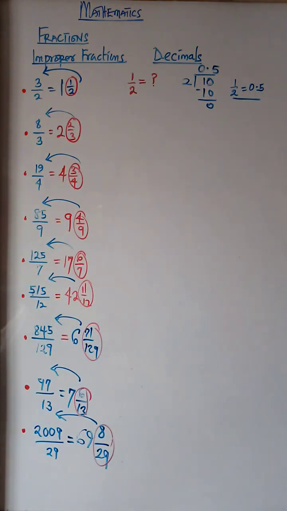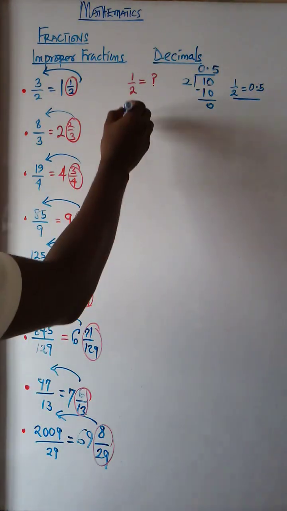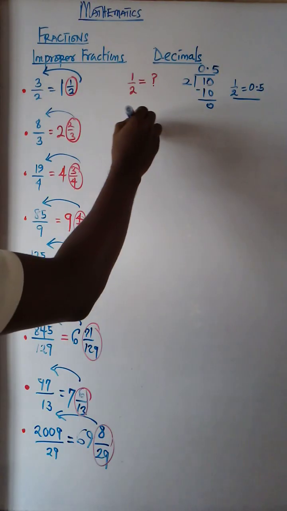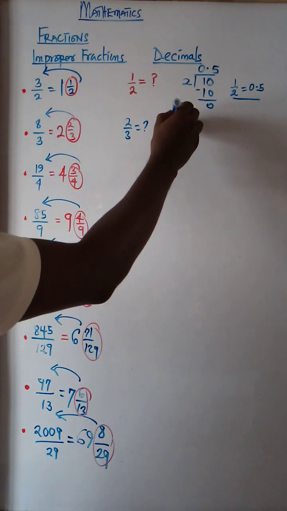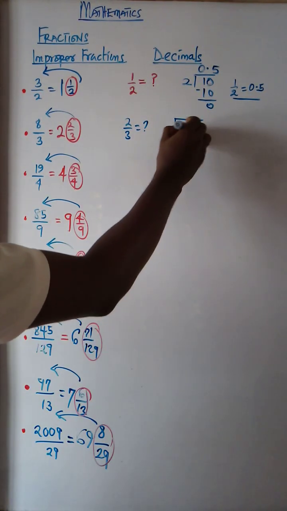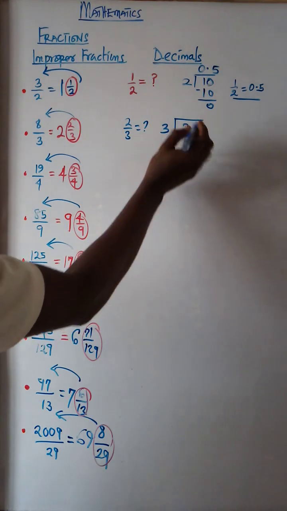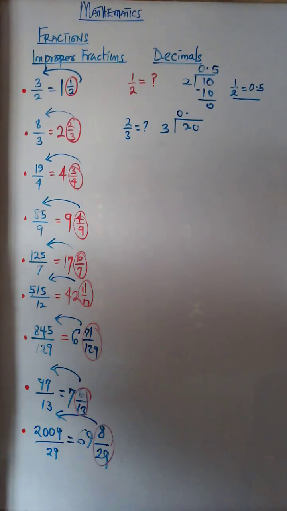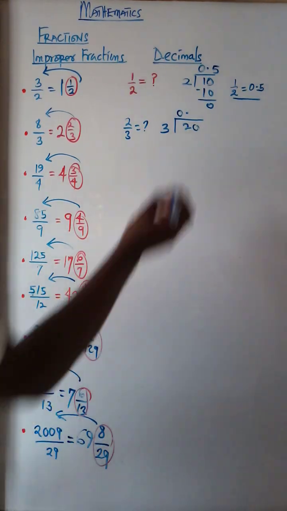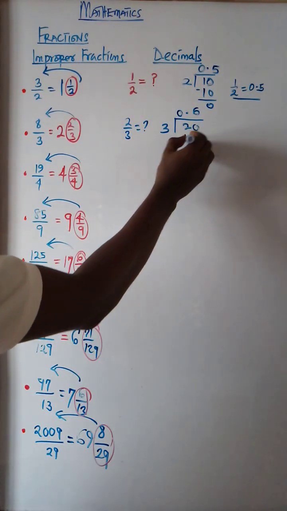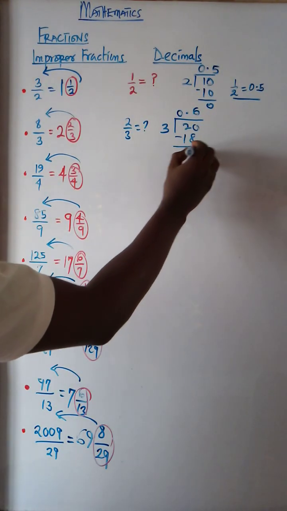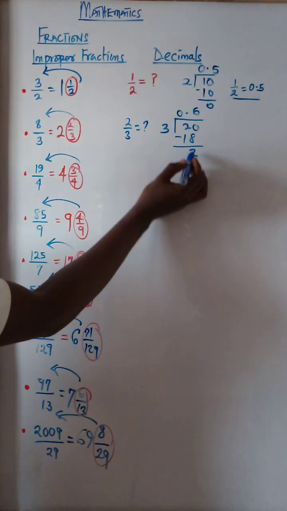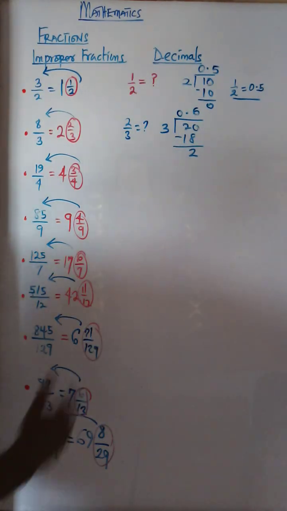Let's go to the next one, 2 over 3. What will be its answer? Similarly, the numerator will be inside, 2, and 3 over here. 3 into 2 is impossible, so 0 point. We write 0 here. 3 in 20, that works. 3 times 6, 18. That will be 6. Multiply, 18. Subtract, we get 2. Now the 2 we got is the same as the 2 we started with. So meaning if you continue, we'll be having the same number up here.